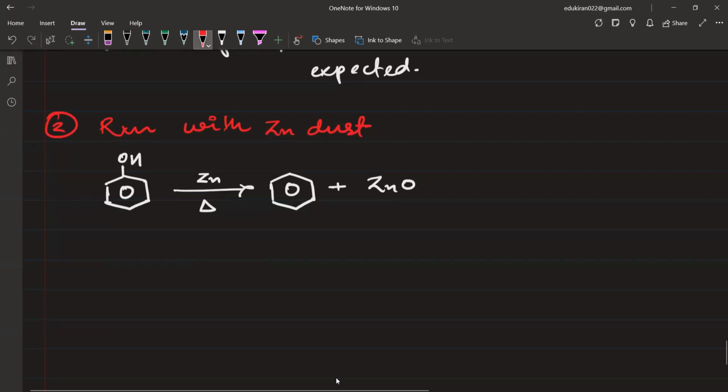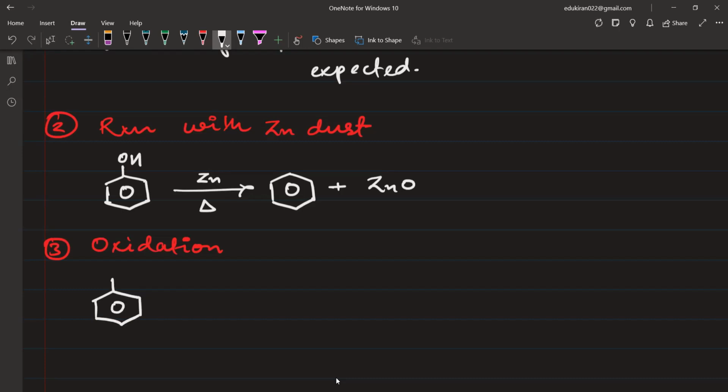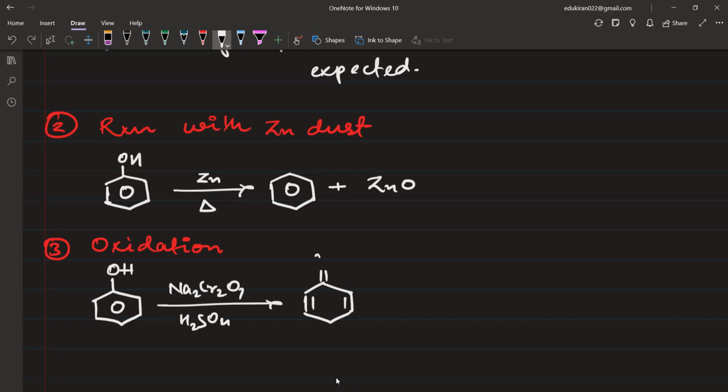Another easy reaction is the oxidation of phenols. The name of this compound is benzoquinone. Write this down. Let me know once you're done.